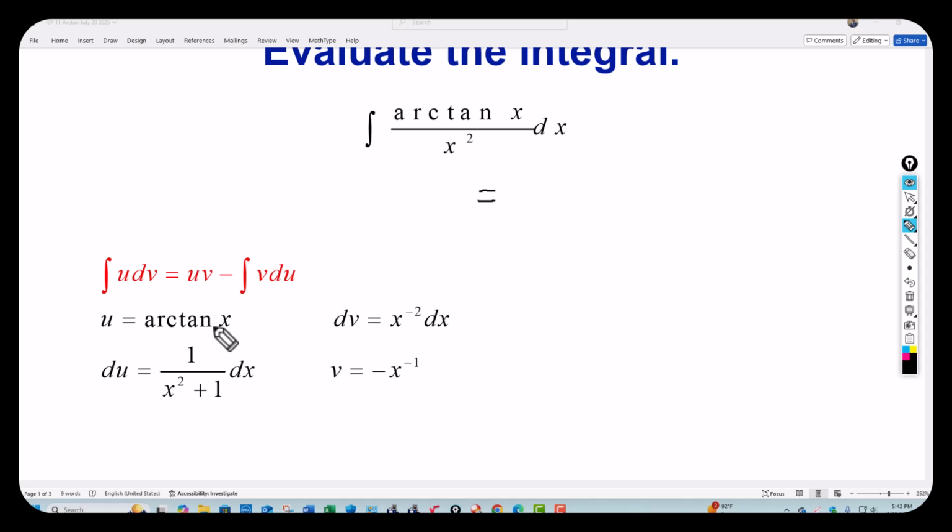So this will be equal to the product of u and v. So that'll be arctan of x multiplied by v. That's x to the negative 1, minus x to the negative 1. So I'm going to put that in the bottom here. X to the negative 1, break it down, becomes an x here. And I put the minus sign in front here. And then it's minus the integral of v, which is minus x to the negative 1, times the du. So this is going to be multiplied then by 1 over x squared plus 1.